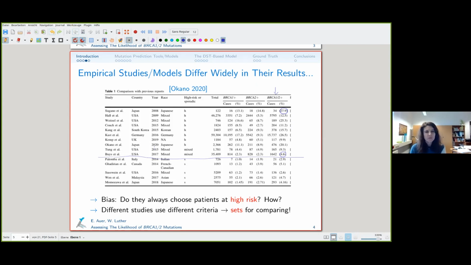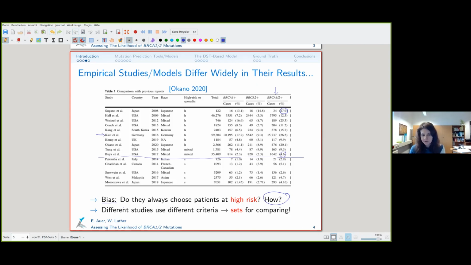So this is one point. What kind of result is the right one? Where should we orient ourselves? On the other hand, those studies also have a certain bias. They usually always choose patients at high risk. And also, we don't know according to which criteria they define this word high risk. What is high risk for them? Sometimes we don't even know how they choose the patients for their cohorts. In some studies, for example this one, it is clearly explained which kinds of patients they are taking into consideration. So there is always a kind of bias in those studies.